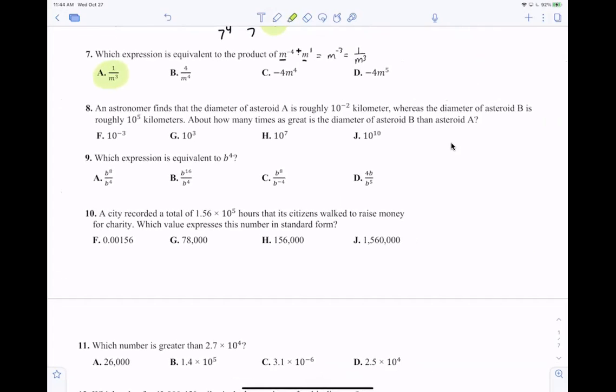All right, I want you to read this one to me. Nora: In the cylinder, find the diameter of the asteroid. A is roughly 10 to the -2 power kilometer, whereas the diameter of asteroid B is roughly 10 to the 6 kilometers. How many times greater is the diameter of asteroid B than asteroid A? I looked at 10 to the 7th. That is correct, actually. It is 10 to the 7th. Let's see why, guys. You want to know how many times greater. Does everybody agree? If you want to find out how many times something is greater, you have to actually do what?